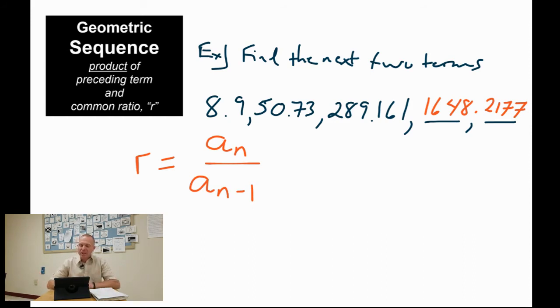But when I say a sub n divided by a sub n minus 1, I'm basically taking a term and I'm dividing it by the term before that term. I'm dividing it by the term before. So you have to always divide in the right order, and that'll get you that common ratio.